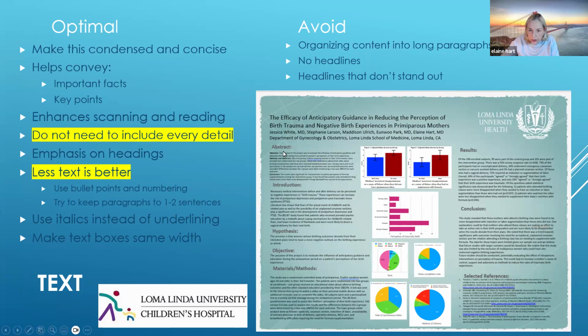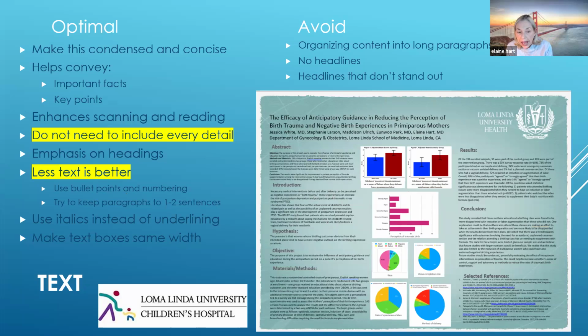Emphasis on the headings. So here we go. Here are our headings right here. These should be bolded. That would help a lot. And then, either key points. Don't even need to include the abstract, but just key points would be much, much better. Bullet points and numbering are good. Try to keep your paragraphs to 1 to 2 sentences.